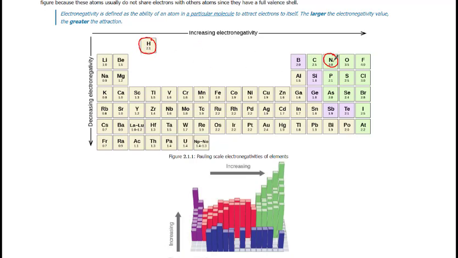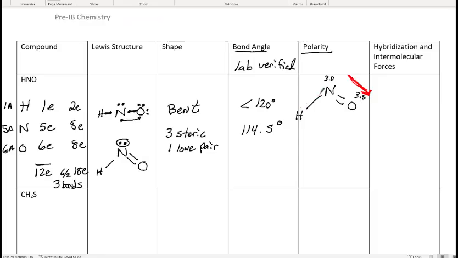So I see a difference there of 0.9 in favor of the nitrogen as far as the electrons. So the electrons are going to want to shift towards the nitrogen and not the hydrogen. So therefore the electrons in that bond are going to want to shift up that way. A difference of between 3 and 2.1.